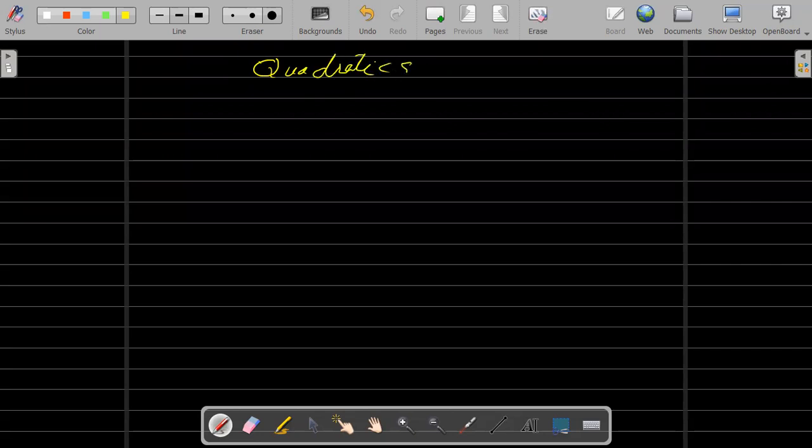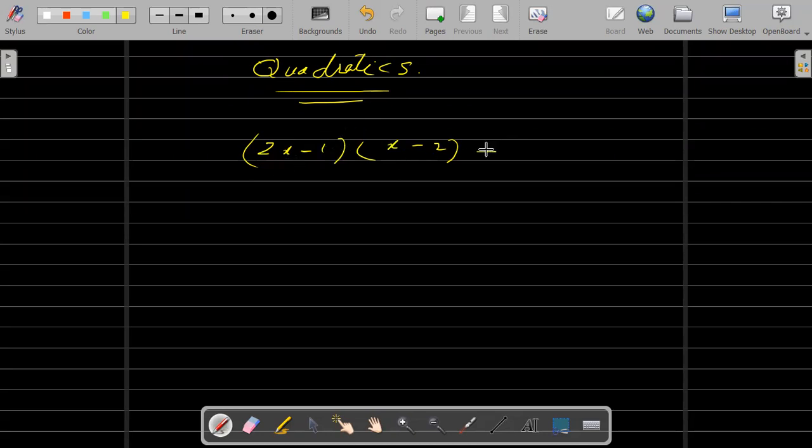Okay, quadratics. First of all, this one is a linear factor. This is also a linear factor. This is called a product of two linear factors.